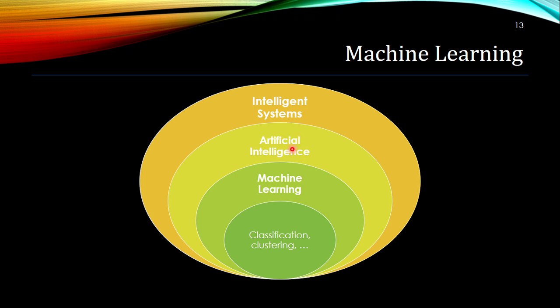This intelligence can be gained. That means it can be generated and improved using machine learning techniques. Machine learning may in turn have several other techniques such as classification and clustering to facilitate the learning.